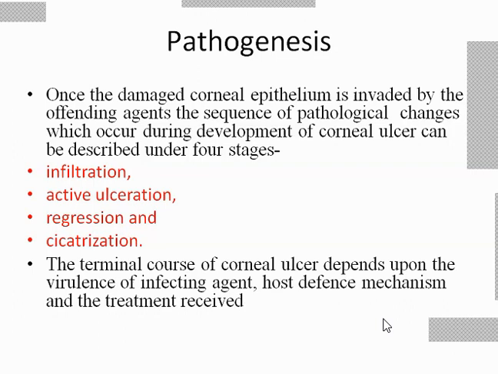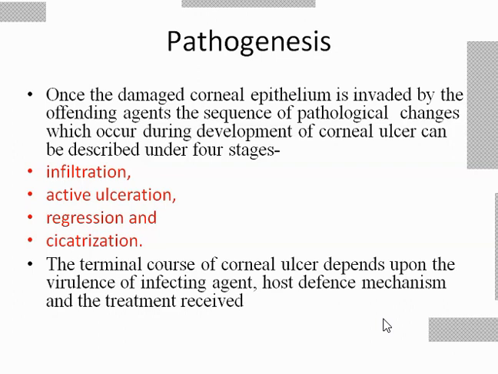So there will be a lot of irregular astigmatism taking place, or sometimes a leukoma will be produced, so that you will not have any permission for the light to enter into the pupillary area. The outcome of a corneal ulcer depends upon the virulence of the infective organism, the host defense mechanism, and the treatment received. You give the treatment, then you get regression.